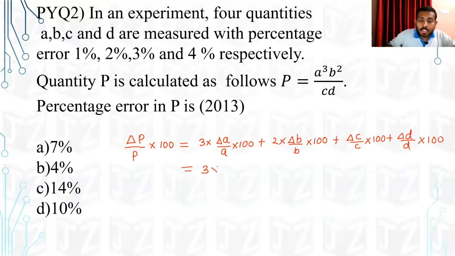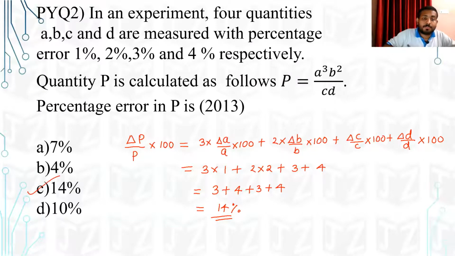And the percentage error in delta A by A is given as 1 plus 2 into percentage error in B, which is 2, plus percentage error in C, which is 3, plus the percentage error in D, which is 4. Therefore we get 3 plus 4 plus 3 plus 4. This 3 plus 4 is 7, 7 plus 3 is 10, and 10 plus 4 is 14%. So 14% is the answer.